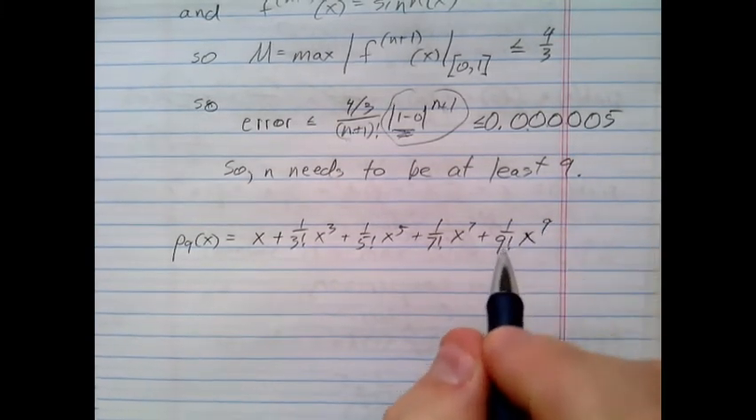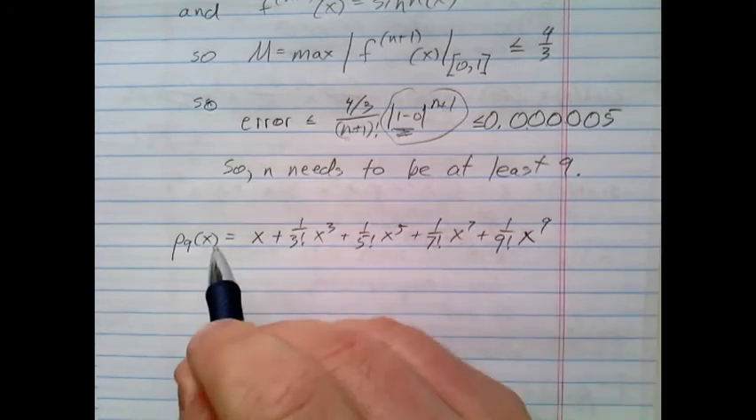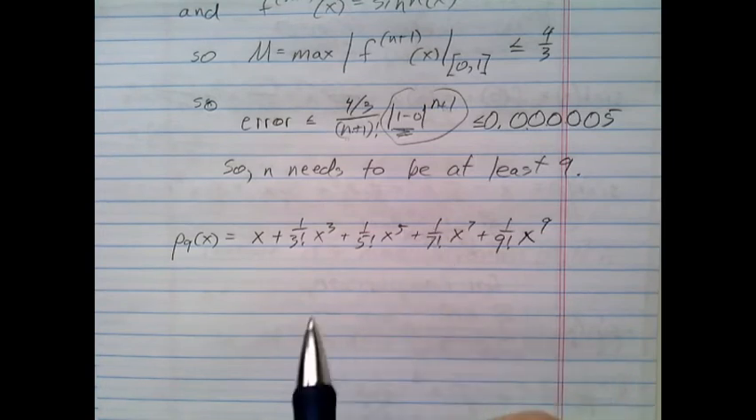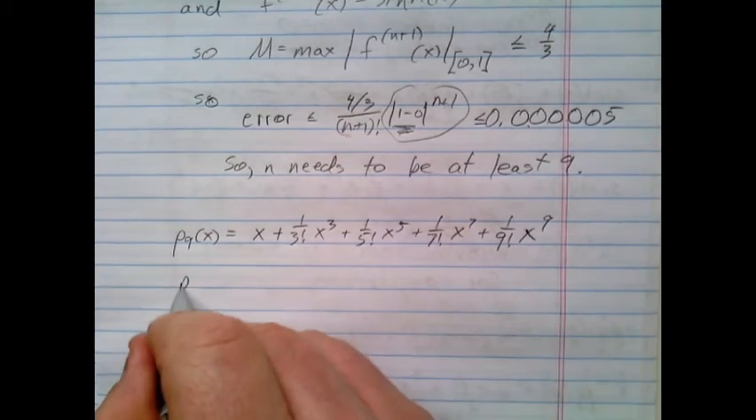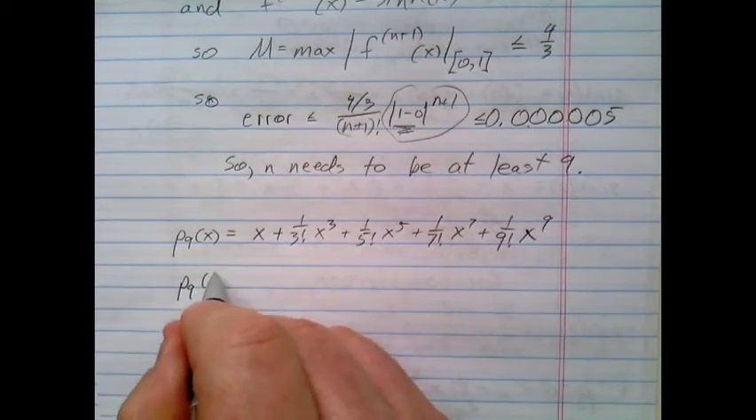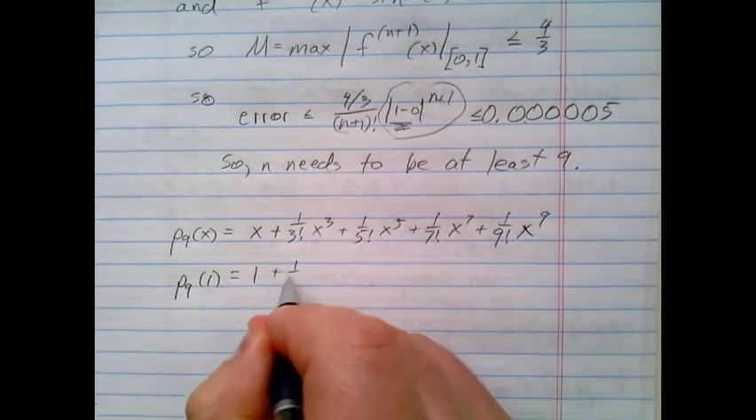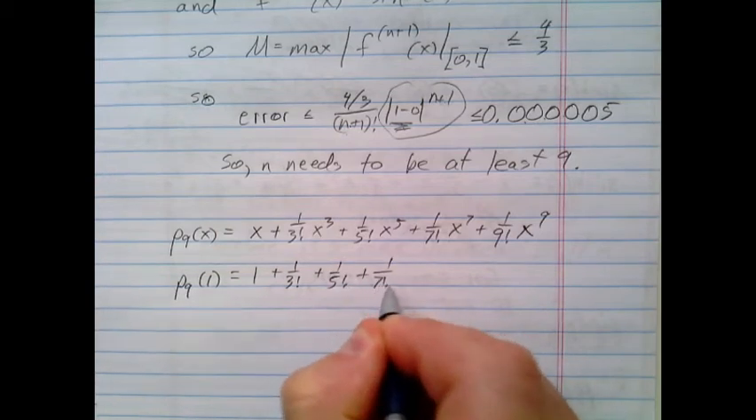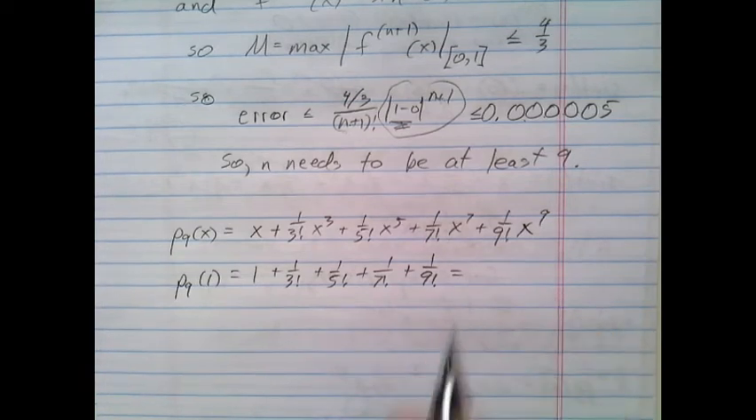Now if I take my 9th degree Maclaurin polynomial and I plug 1 into that, I should get an approximation for hyperbolic sine that's good to at least 5 decimal places. So if I plug in my 1 here, I would get 1 plus 1 over 3 factorial plus 1 over 5 factorial plus 1 over 7 factorial plus 1 over 9 factorial. Let's plug that into our calculator.